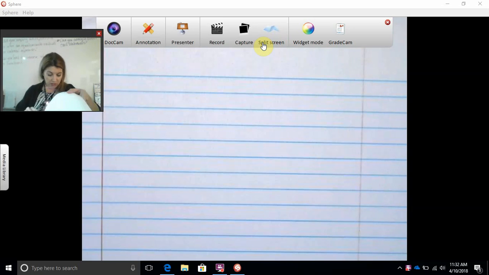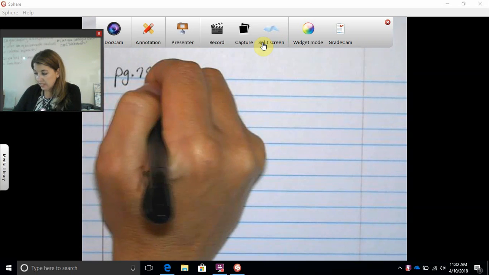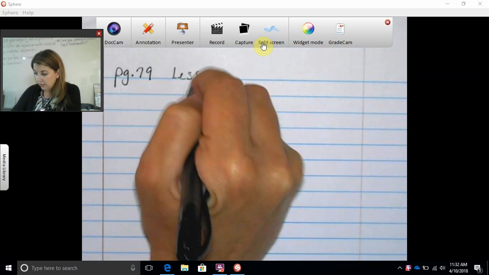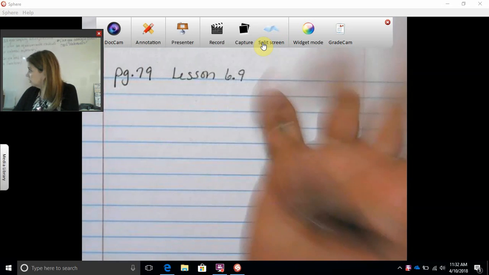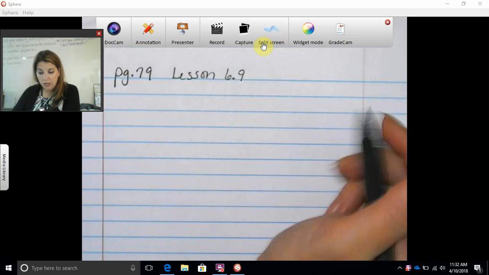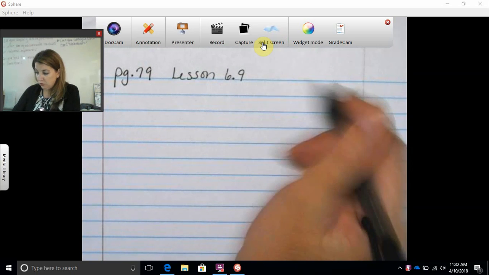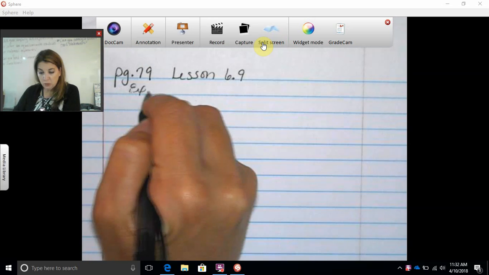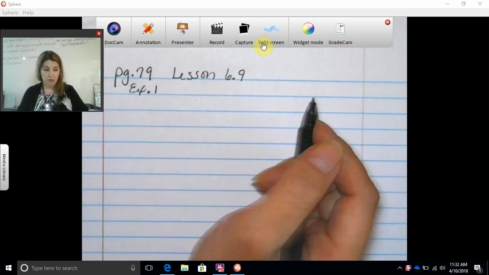So in the workbook, we're starting on page 79. We're not doing the warm-up. And this is in lesson 6.9. I'm just doing it on notebook paper because I don't have a workbook. And this would be example 1. So if you forgot your workbook and you're doing it on note paper as well, make sure you say what page you're on and what example.